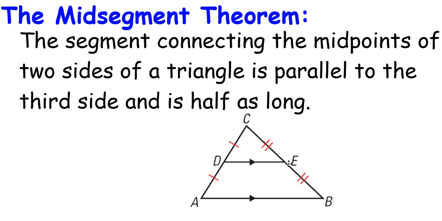So the segment connecting the midpoints of the two sides of the triangle is parallel to the third side, and it's half as long. So this one is the longer one, and this one is half that length. So we can think of this as x, and this is 2x. So we're going to go both ways. Sometimes they'll give us x, and we'll have to find this length, or sometimes they'll give us the length of AB, and we'll have to cut it in half or divide by 2 to get the length of DE. So you just have to be careful.